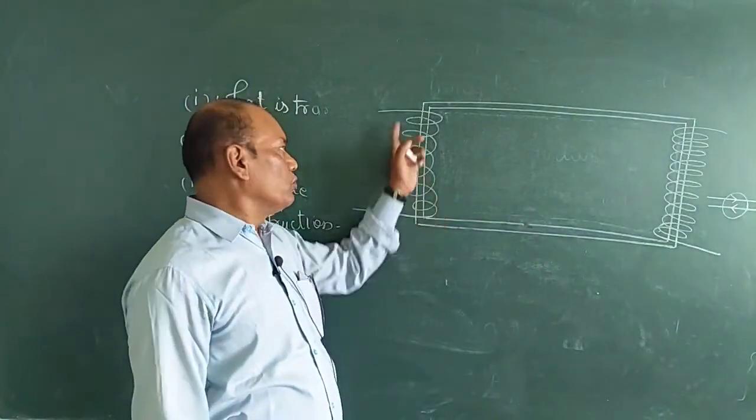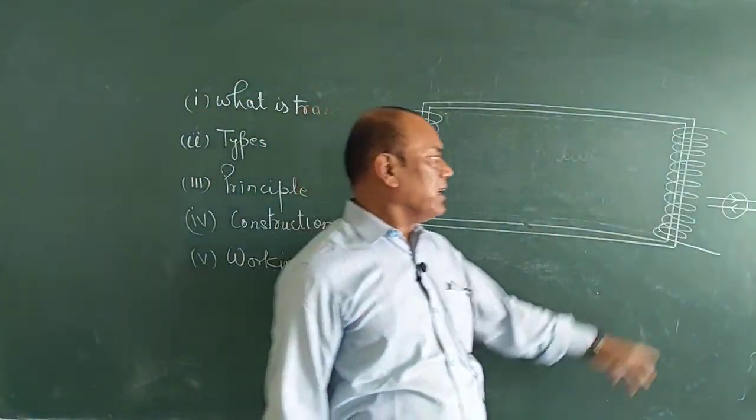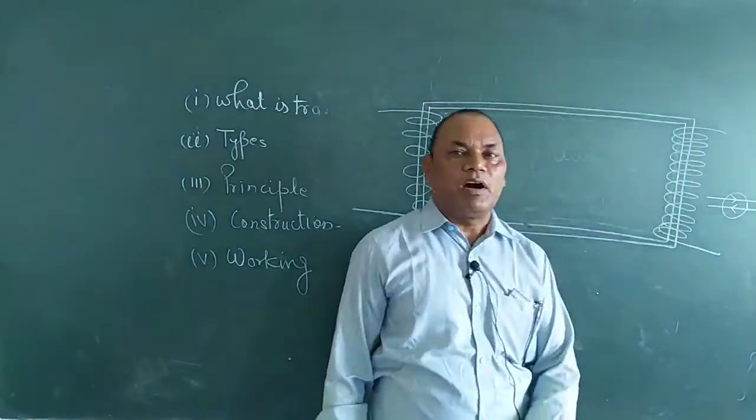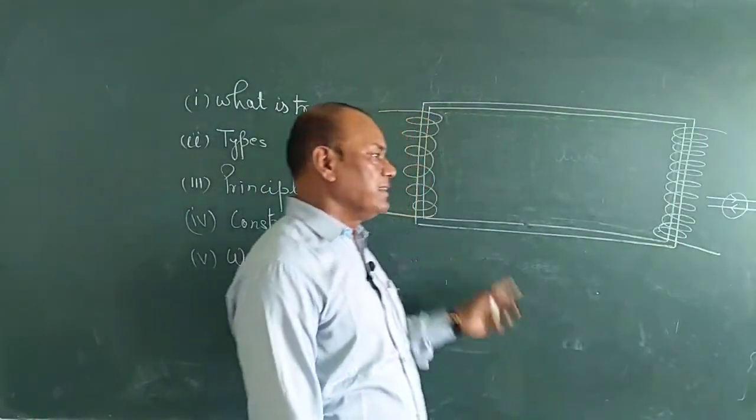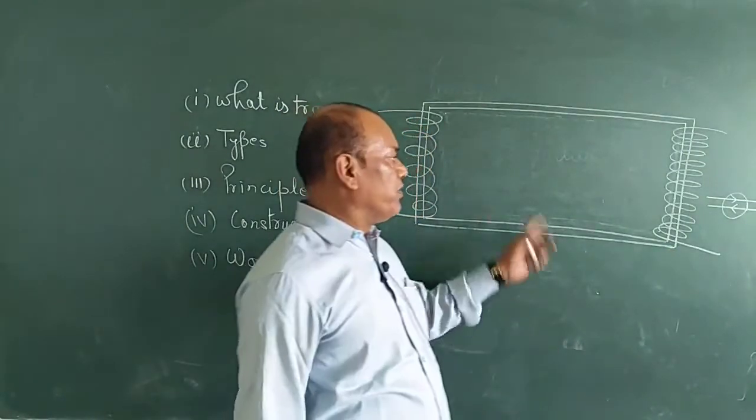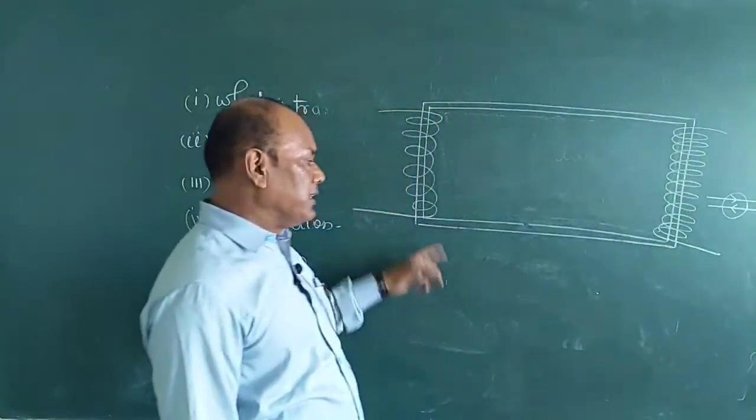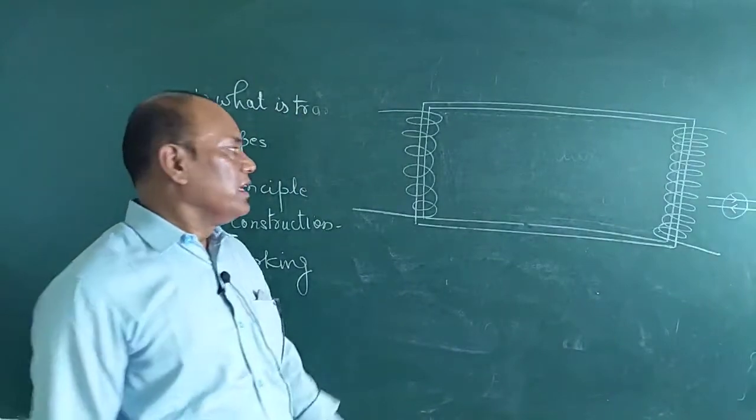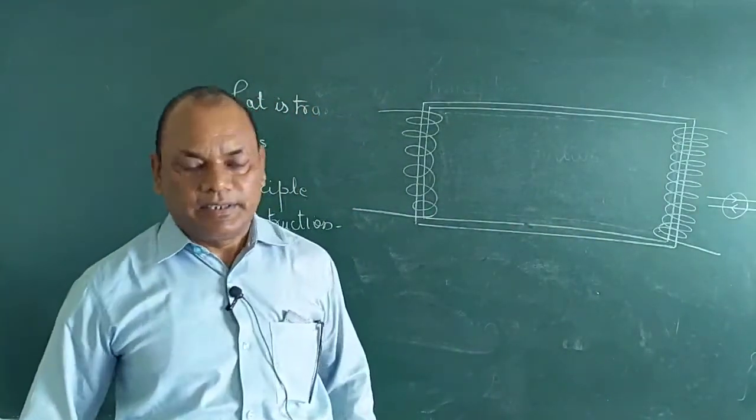Thick copper wire is wound on this side to have a smaller number of turns, and thin copper wire is wound on this side to have a larger number of turns. So this will be called a step-up transformer, and this is called the primary and this is called the secondary coil. Now if we make fewer turns in this coil than in this coil, then it is called a step-down transformer. In this way, a step-up and a step-down transformer are constructed.